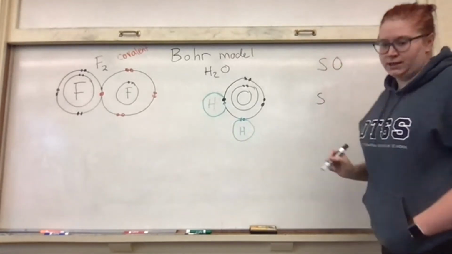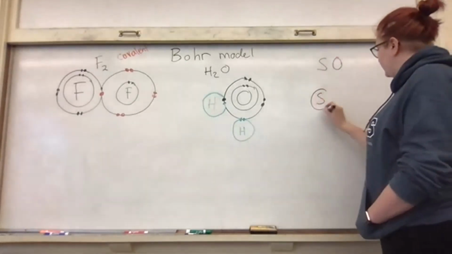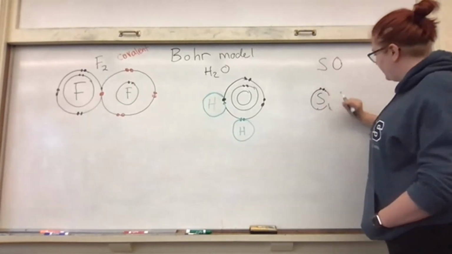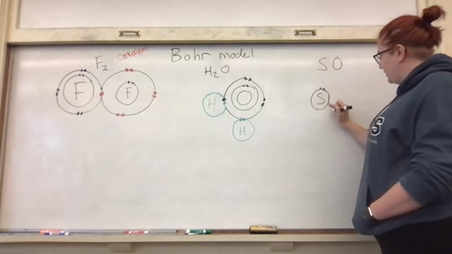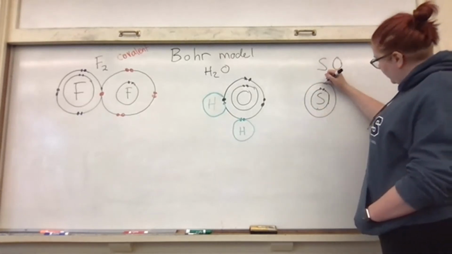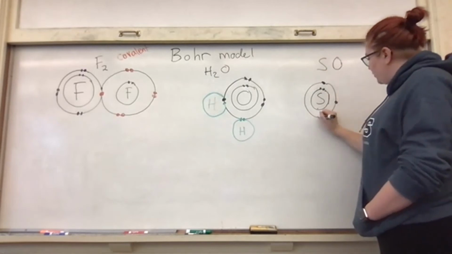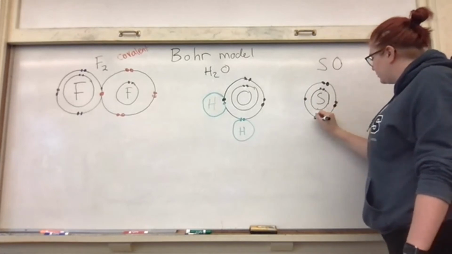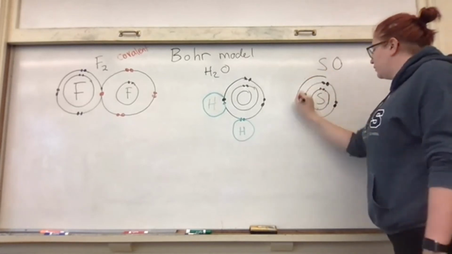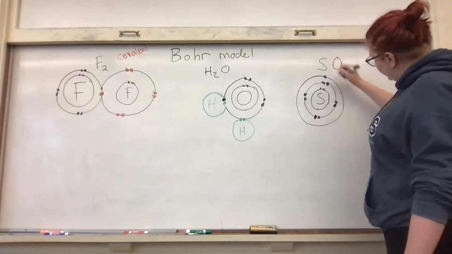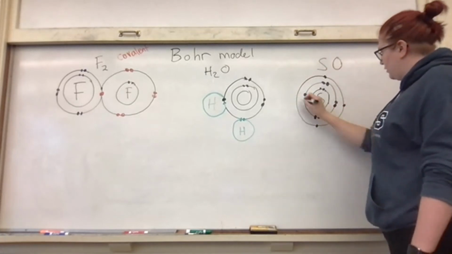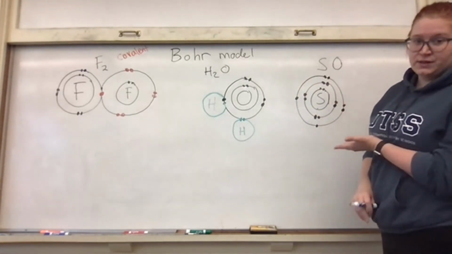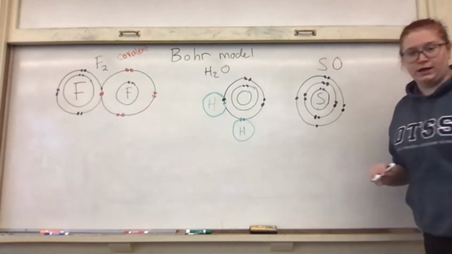Here's sulfur. It has 16 electrons. 1, 2, 3, 4. Oops, sorry. The first shell only has 2. I got ahead of myself. 1, 2, 3, 4. I hope you were looking at your screen and saying, no, Miss Fulton, don't do that. Okay. All right, so the outside one is going to have 6. Okay. Do I have 16? Yes, I do.